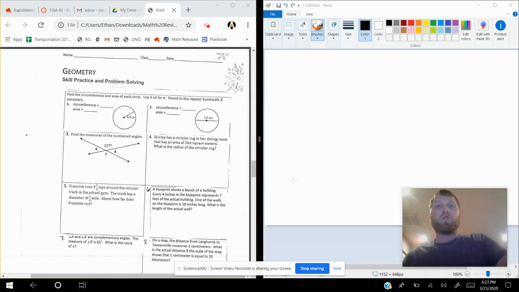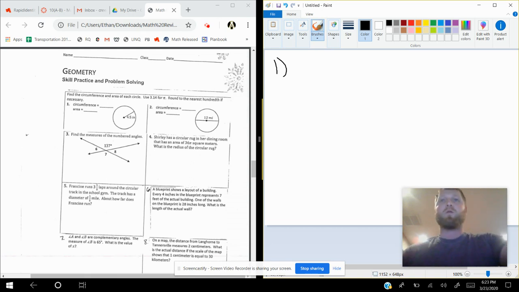Okay. All right. So we're going to number one. Number one, find the circumference and area of each circle. In this case, we're going to do the first circle, this one here, number one. Then we're going to do some more after that. So number one, we've got to find circumference.